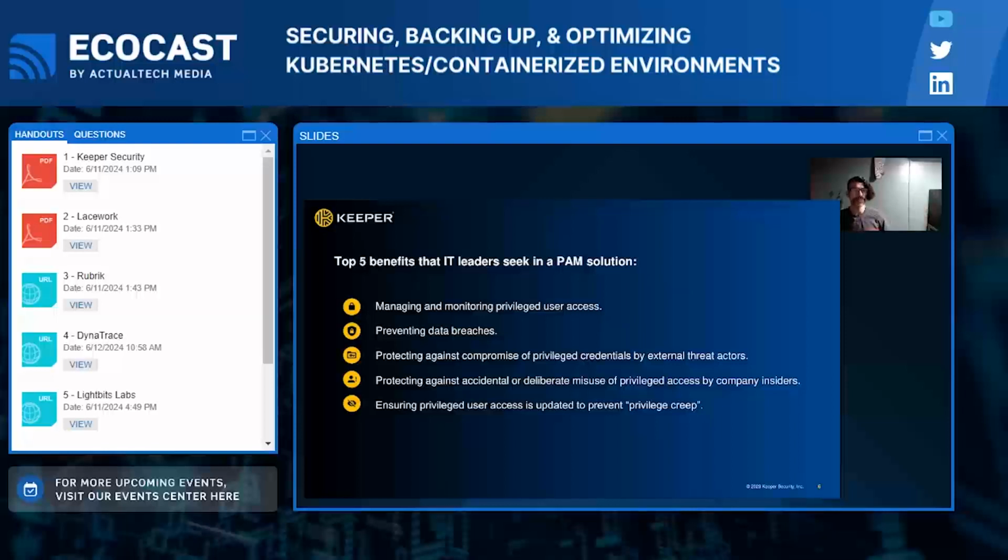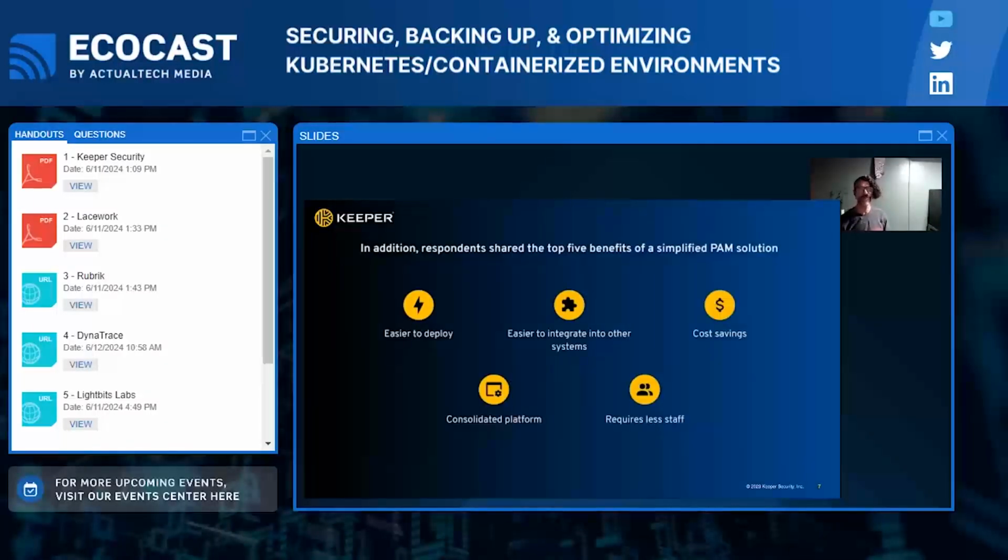So let's look at this. In addition, the respondents wanted to simplify the solution in this manner. Easy to deploy. Yeah, that's kind of like number one when I think about solutions in my organization. Is it easy to deploy? Because if it's not, I don't know if I want to get into that. I don't have time for that right now. I don't have the staff for that right now. Easier to integrate into other systems.